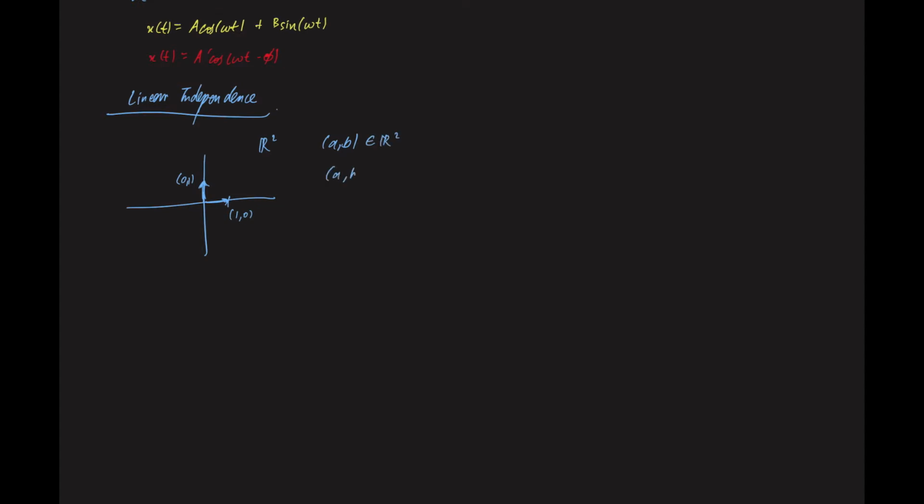So linear independence, the way we can think about it is using a simple picture of the real plane, R2. R2, the real plane, is given by the span of two basis vectors, one in the x direction and one in the y direction. We can say that any vector a comma b in R2 can be written as a linear combination of these basis vectors, a times 1 comma 0 plus b times 0 comma 1. That's what it means for these two basis vectors to span the space R2.